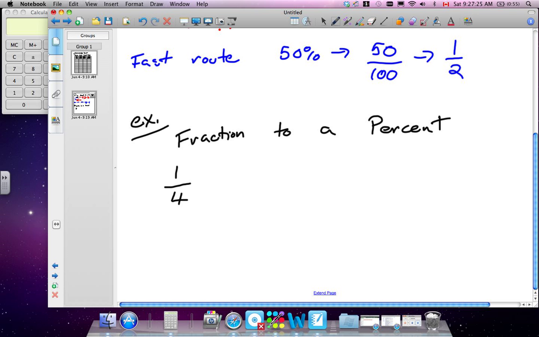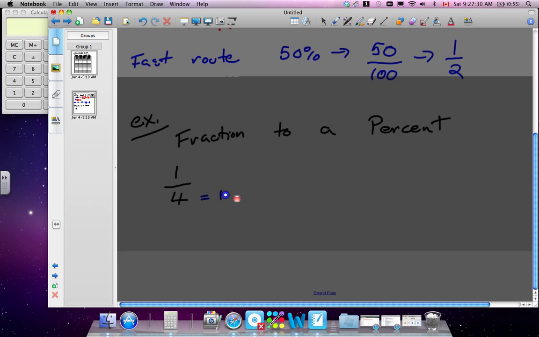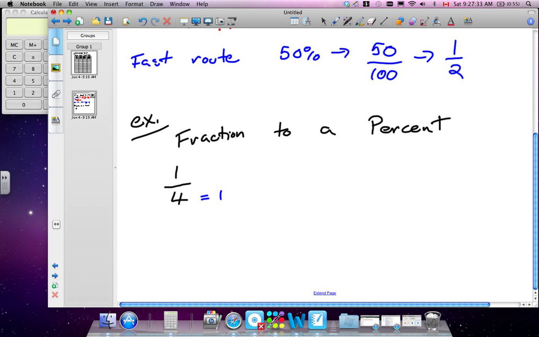So we need the denominator to equal 100. We have to figure out what we have to multiply the denominator by to get to 100. Whatever that number is, we're then going to multiply the top number by the same thing to make our new fraction. Do you girls know what we would multiply 4 by to get 100? 25. That's right. 4 times 25 is 100. 1 times 25 is 25. Now you girls did that in your head.